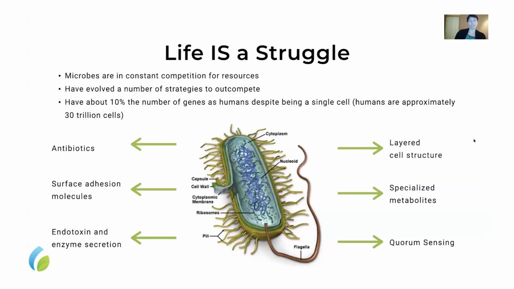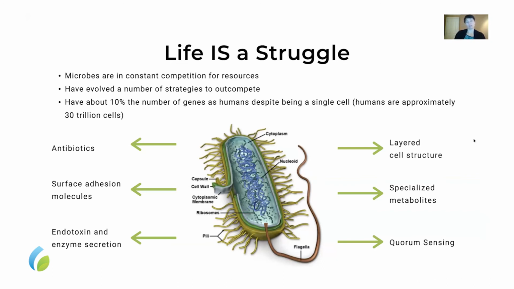So it turns out that the reason for this, or the purpose for this, is that life is a struggle. So microbes are in constant competition for resources. So all they want to do is grow and divide and grow and divide. However, it's not that easy to be successful, or certainly be successful in the numbers you need to when you're out competing millions, if not billions of neighbors. So to do this, they've evolved a number of strategies.